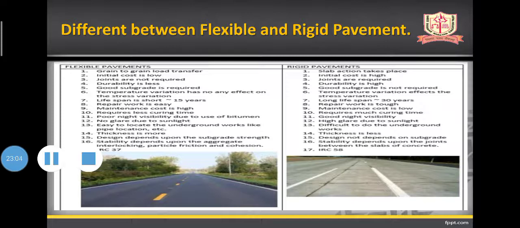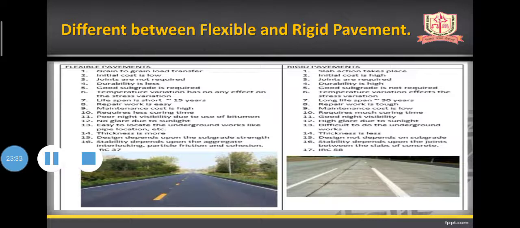The thickness is more in the flexible pavement, why? Because we are using more layers and more material, while in the rigid pavement the thickness is less because the main load is taken by the slab, so the thickness of the other layers is less. The design depends upon the subgrade strength. The design does not depend upon the subgrade strength.